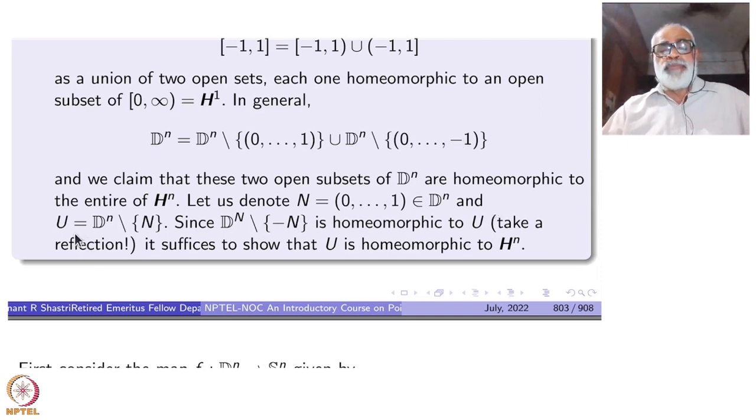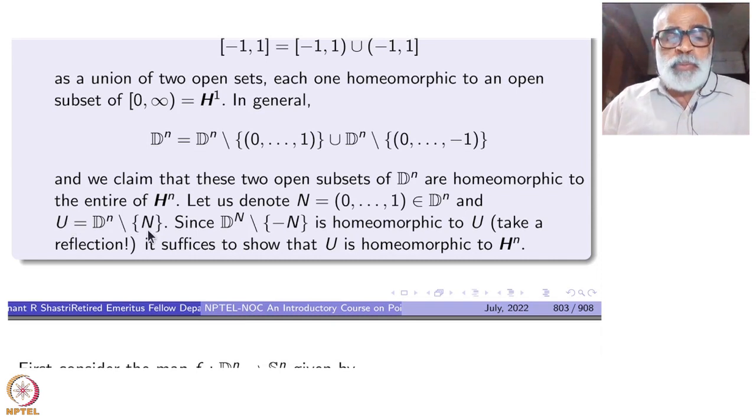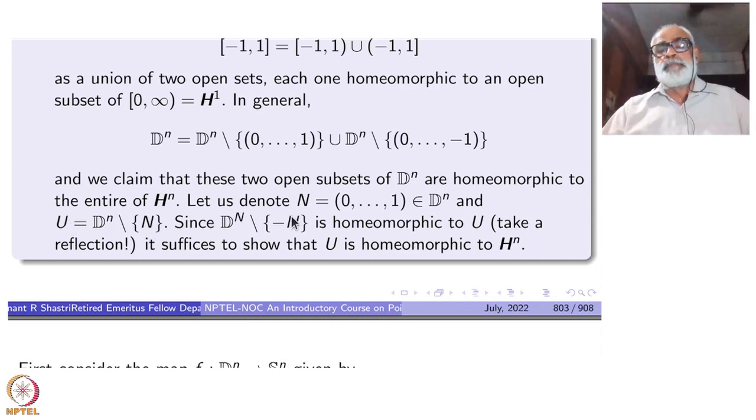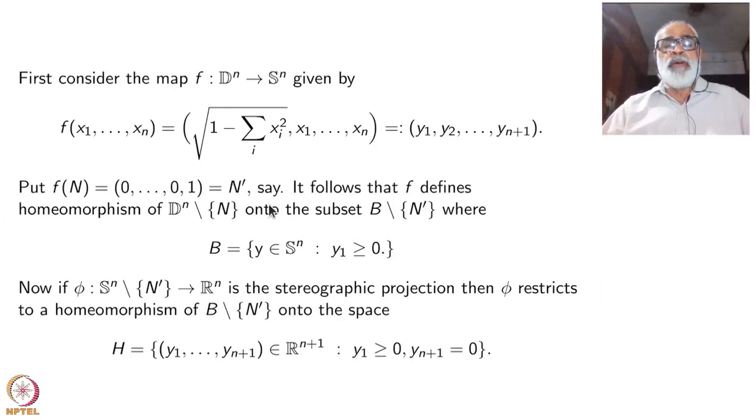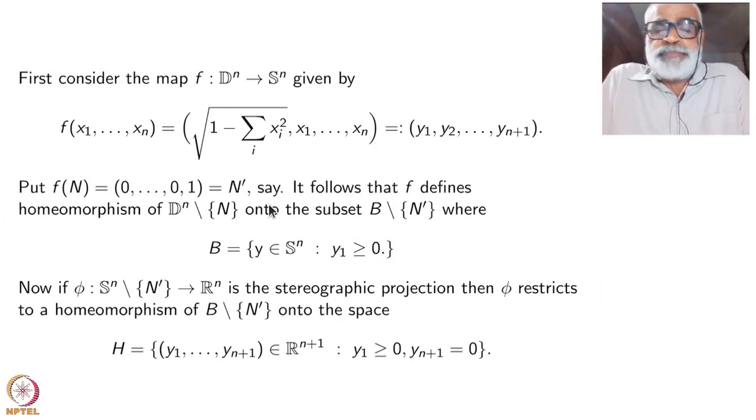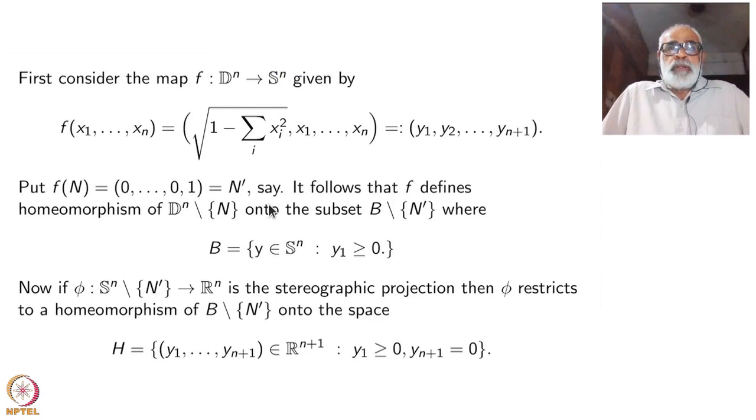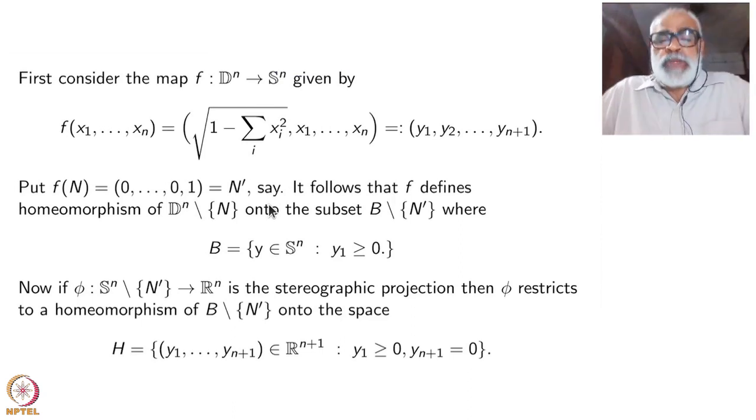Let us denote, in shorter notation, N equal to 0, 0, 0, 1, and the other point will become minus N. Let us consider one of them, U equal to Dn minus this capital N. The other one is homeomorphic to this one by just taking x to all other coordinates the same and the nth coordinate with a minus sign, a reflection, right? So it is enough to show that this is homeomorphic to Hn, all right? We have a ready-made map here actually. Only thing is, we have to see how to use it, all right?